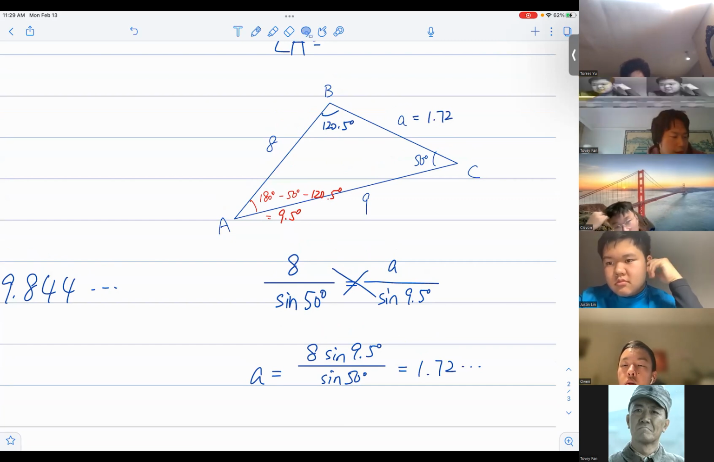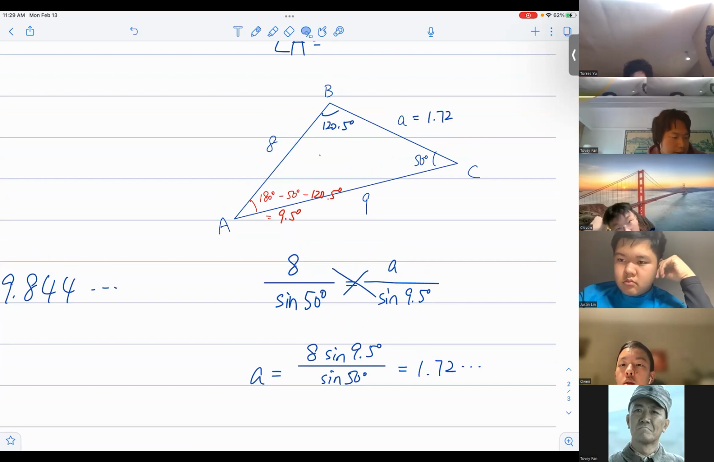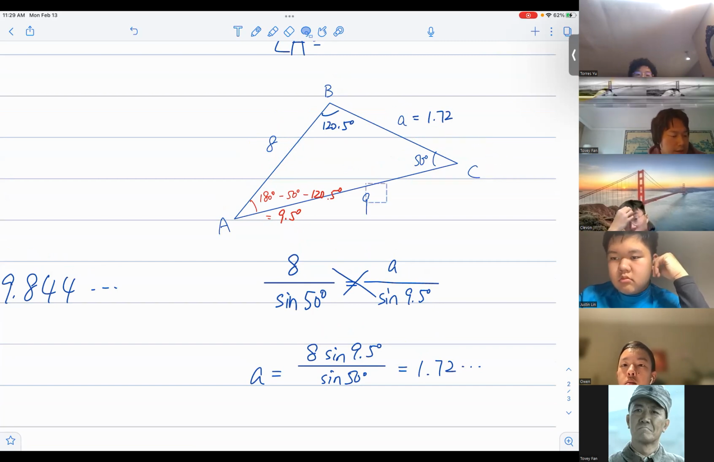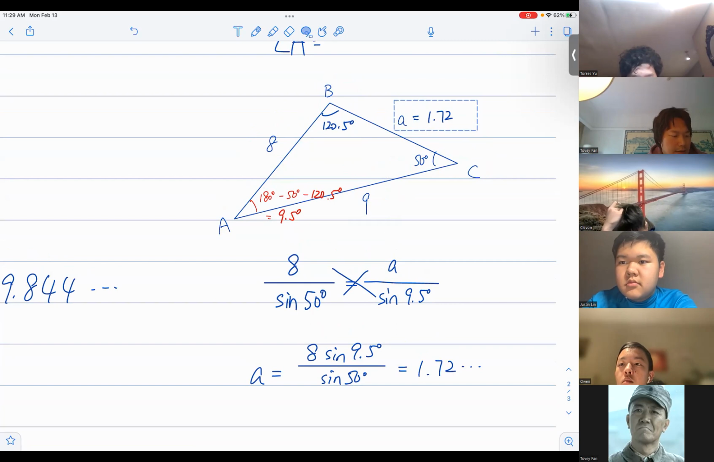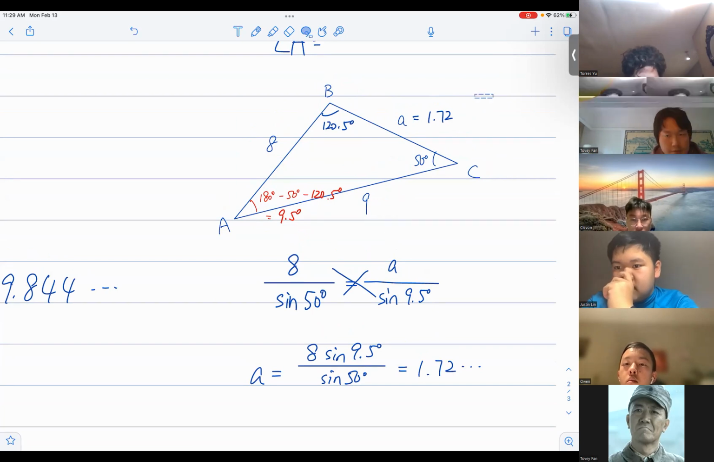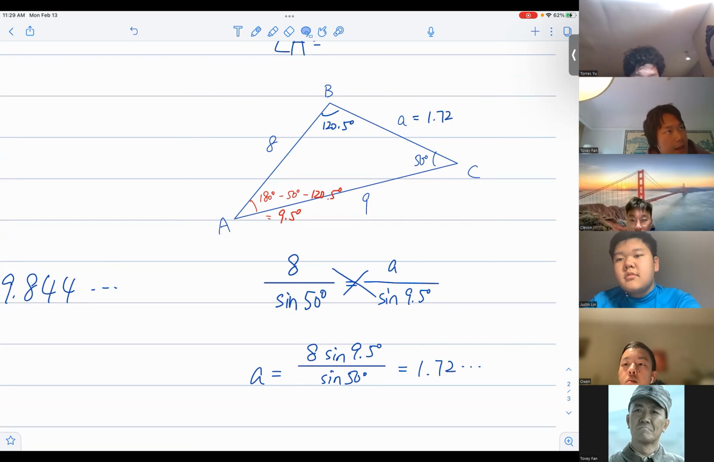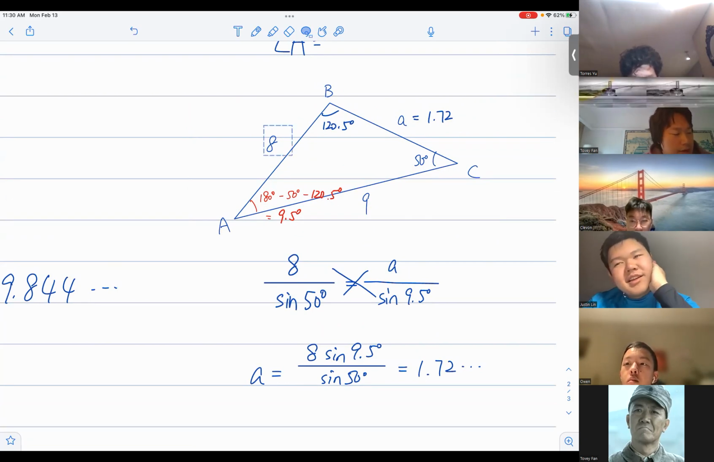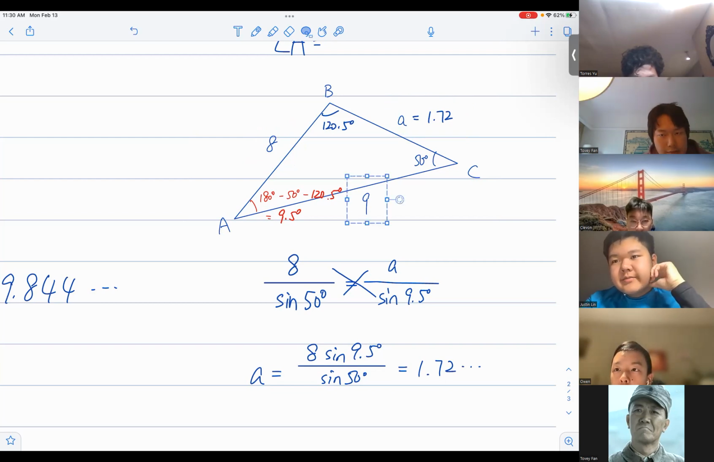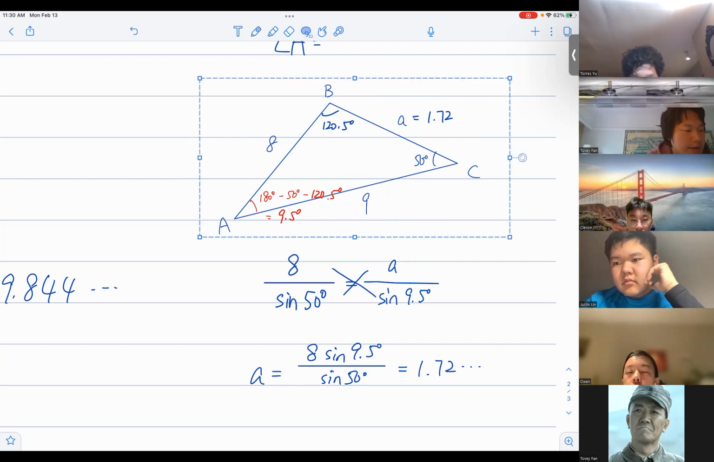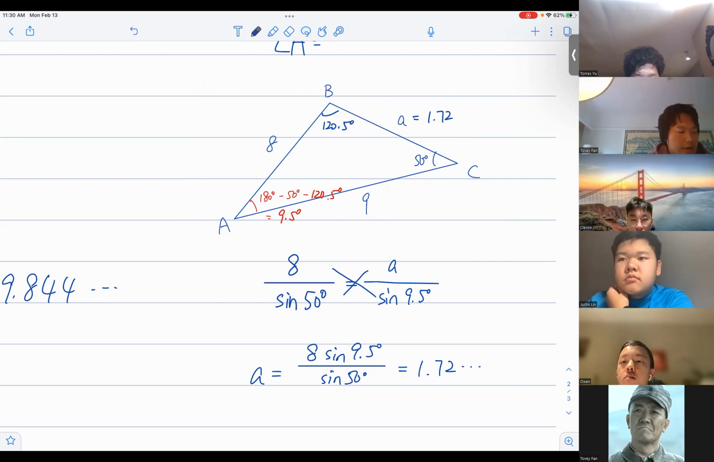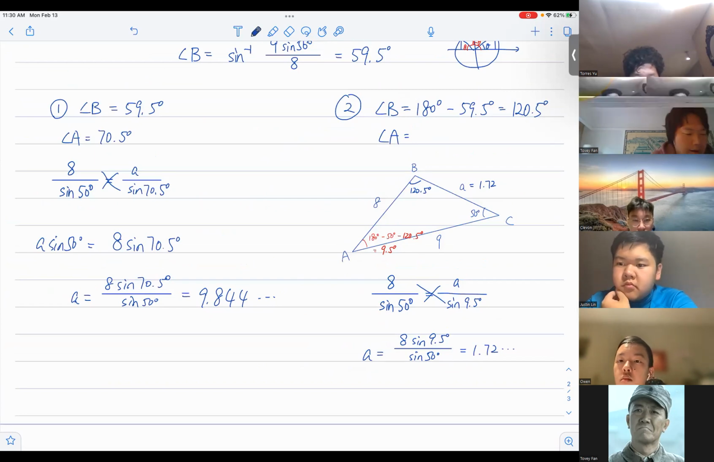Let's see if that makes sense. Now 8 is the second largest side, so it has the second largest angle. 9 is the largest side, it has the largest angle. 1.72, this A, it has the least side, right? And its opposite angle is the least. So it also makes sense, right? And also it satisfies the basic requirement of a triangle that the sum of two sides is greater than the third side. For a triangle, the sum of two sides must be greater than the third side. Okay? And so it seems like this is also a possible triangle. So that means now we actually have two possible triangles in this case.